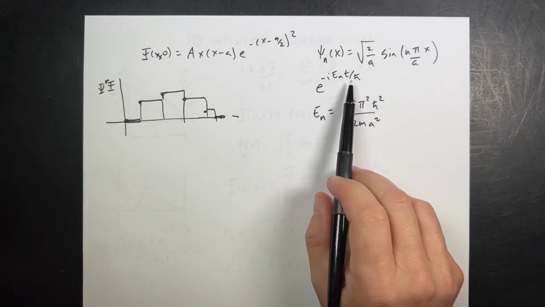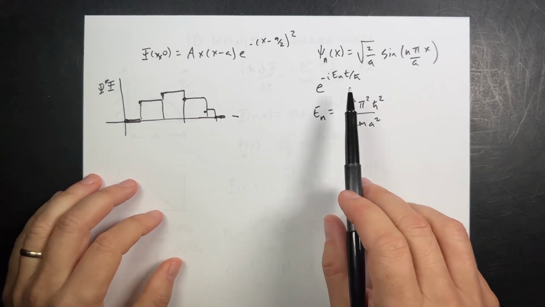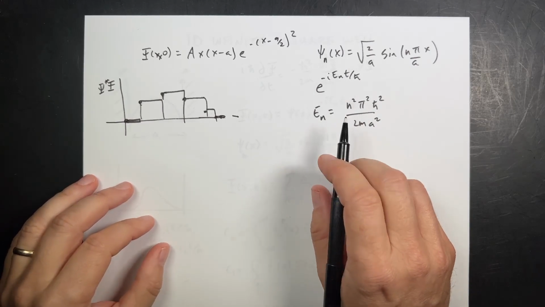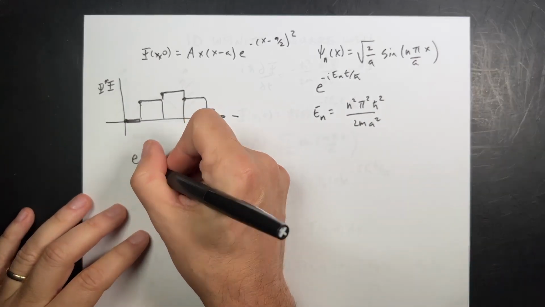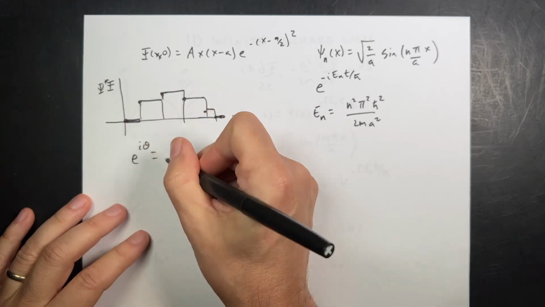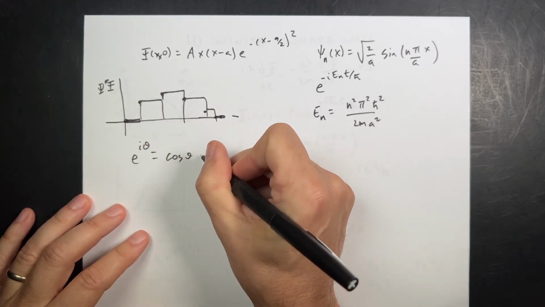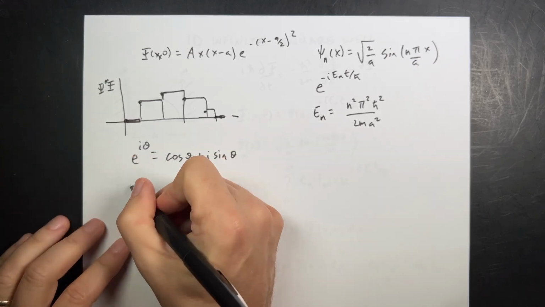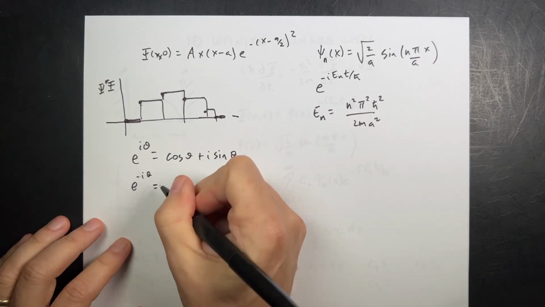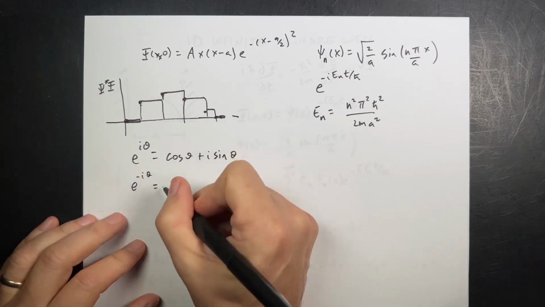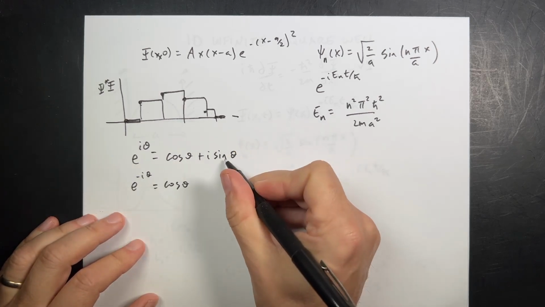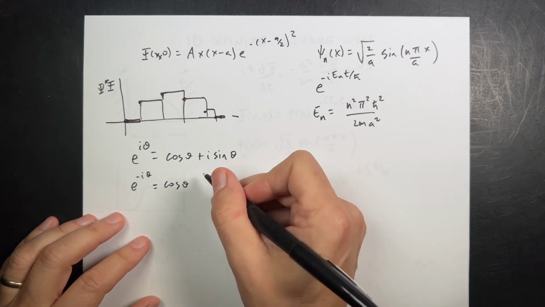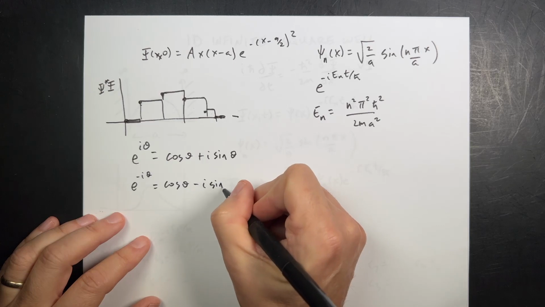So even if I have all these, if I'm dealing with just n equals 1, 2, 3, I have to deal with this. This is a complex number. So here we can use the Euler identity, e to the i theta is equal to cosine theta plus i sine theta. And if I put in a minus here, then e to the minus i theta is going to be cosine of negative theta, which is just cosine of theta. And then sine of minus theta is minus sine theta. So I get minus i sine theta.